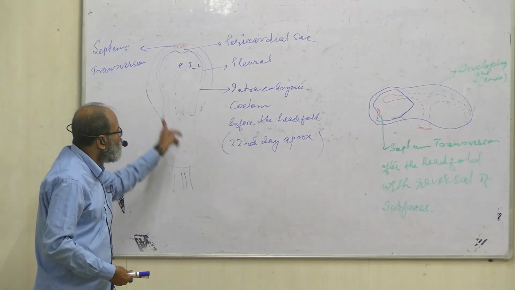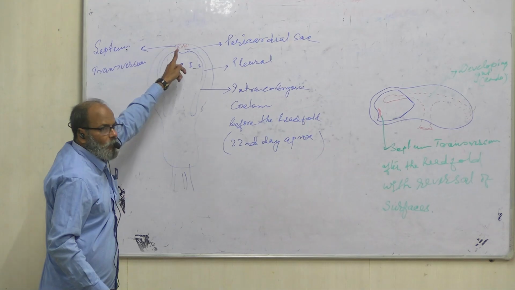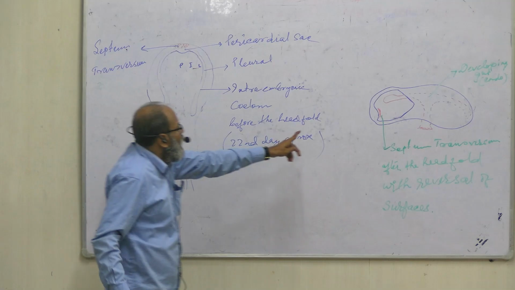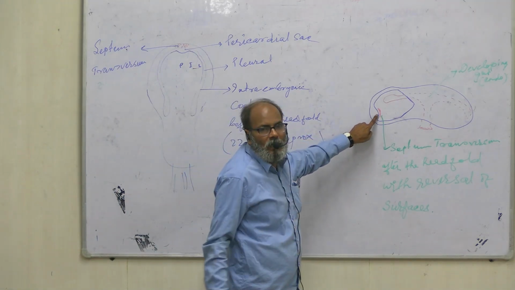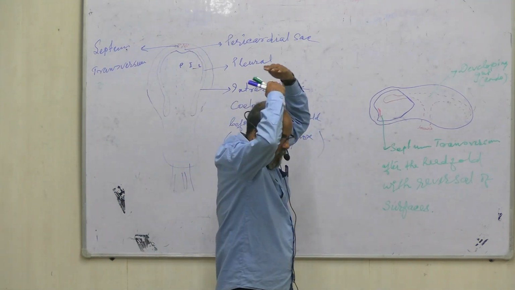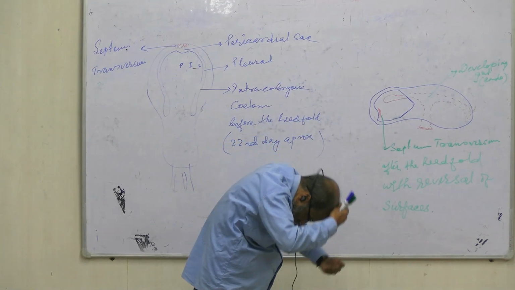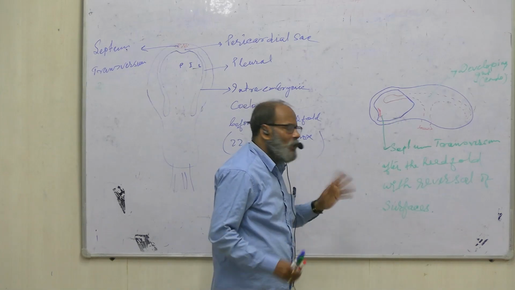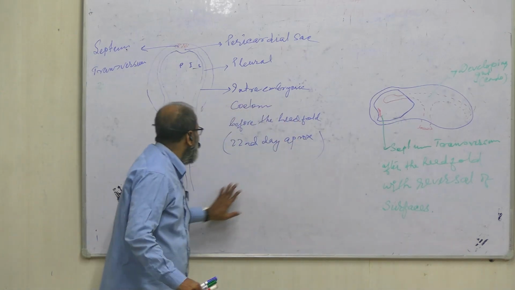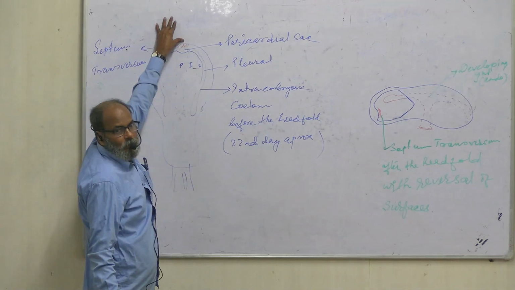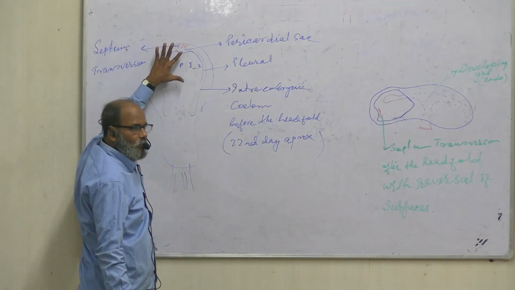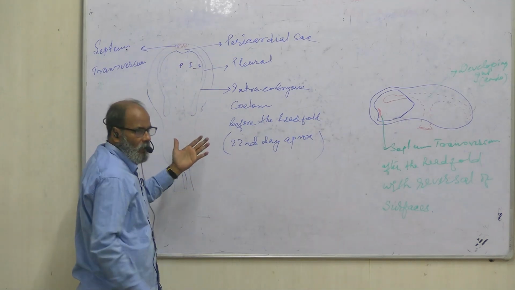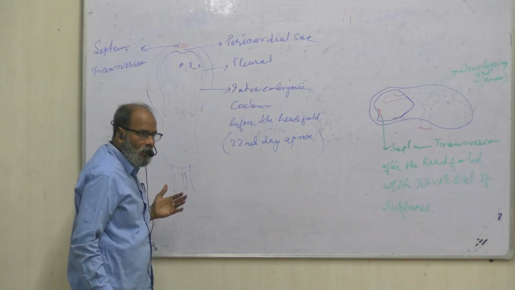So when the head fold is happening, the septum transversum will come down to the inferior and anterior aspect of the developing pericardial sac, with reversal of surface. What is the reversal of surface? This was the parietal surface of the septum transversum, and this is the visceral surface. Yes or no? Got my point? The back is the parietal surface and the anterior is the visceral surface.